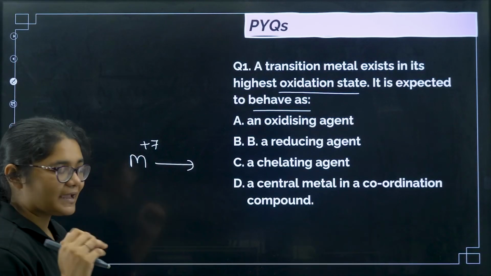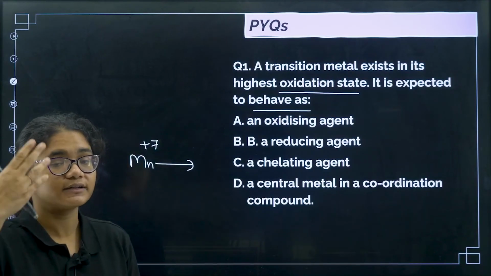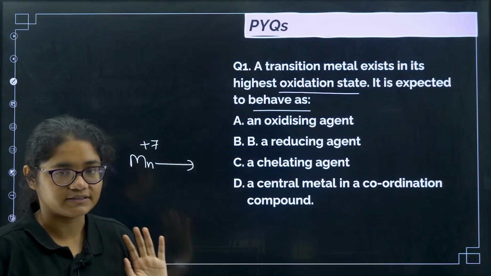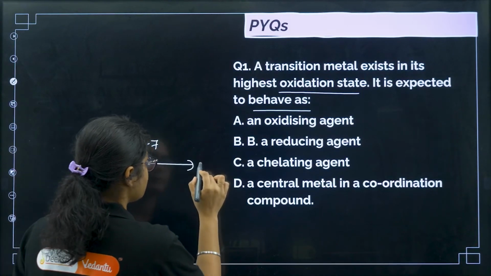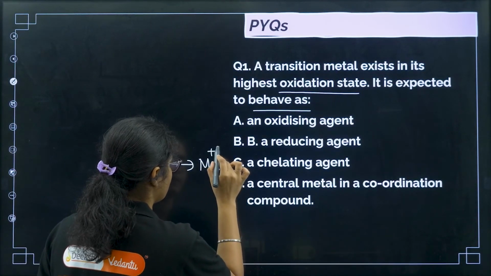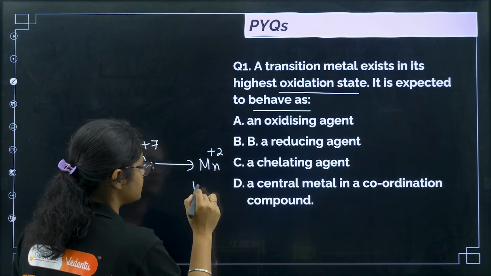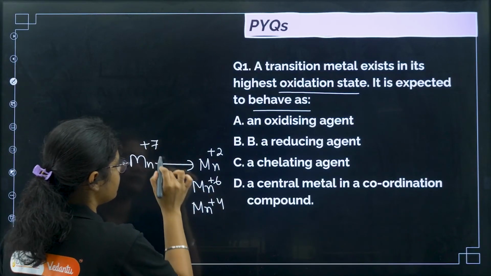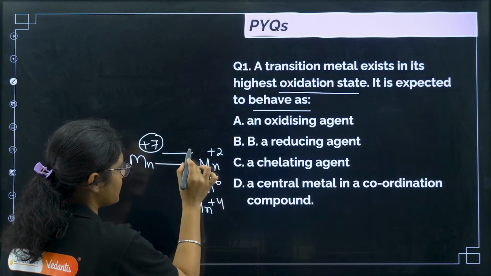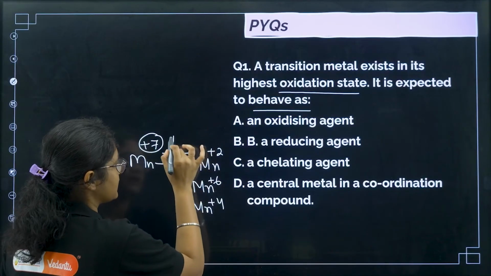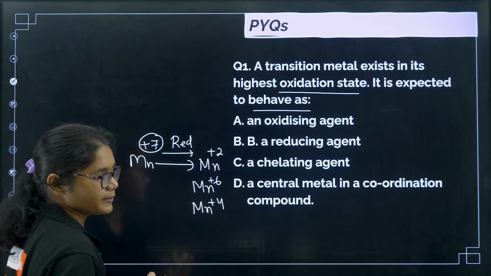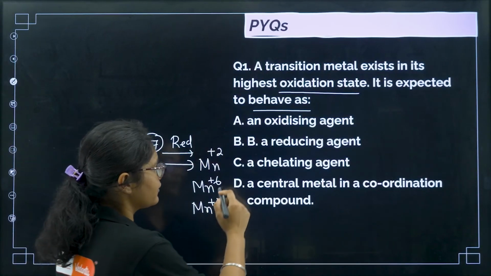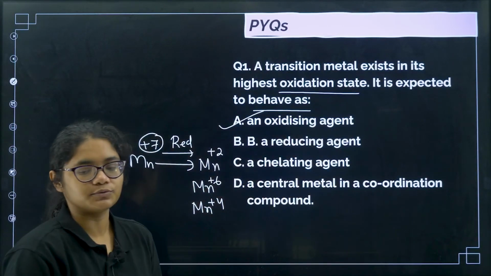Suppose manganese, can it undergo further oxidation? No. Why? Because it is already in the +7 oxidation state, right? In that case, what will manganese do? Manganese can get converted to Mn+2 only, or some other Mn+4 or Mn+6, right? So, what is manganese undergoing? If it is already in the higher oxidation state, it will come to a lower oxidation state and it will undergo reduction. If it is undergoing reduction, then it will behave as an oxidizing agent. Okay, the correct answer for this question is option number A.